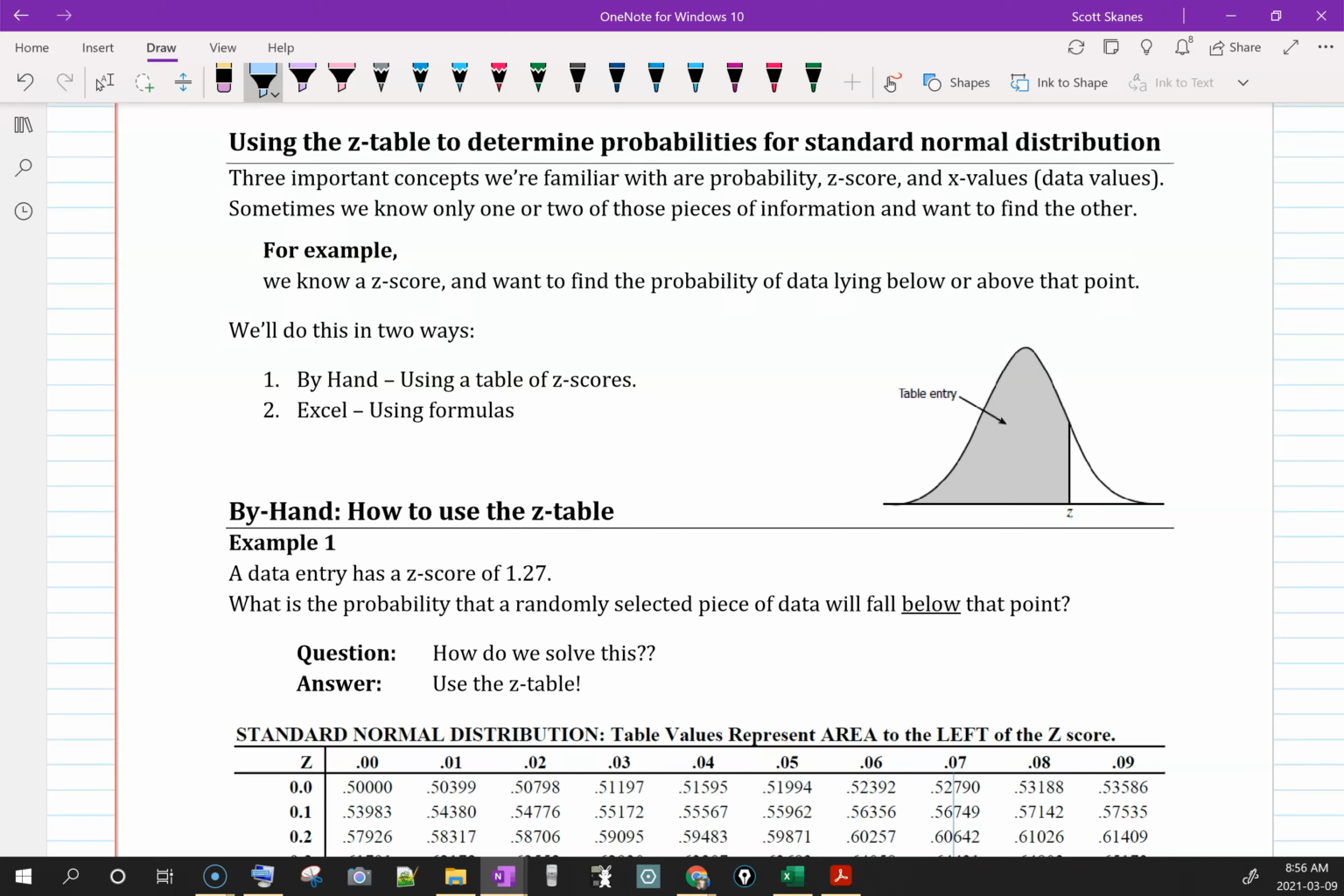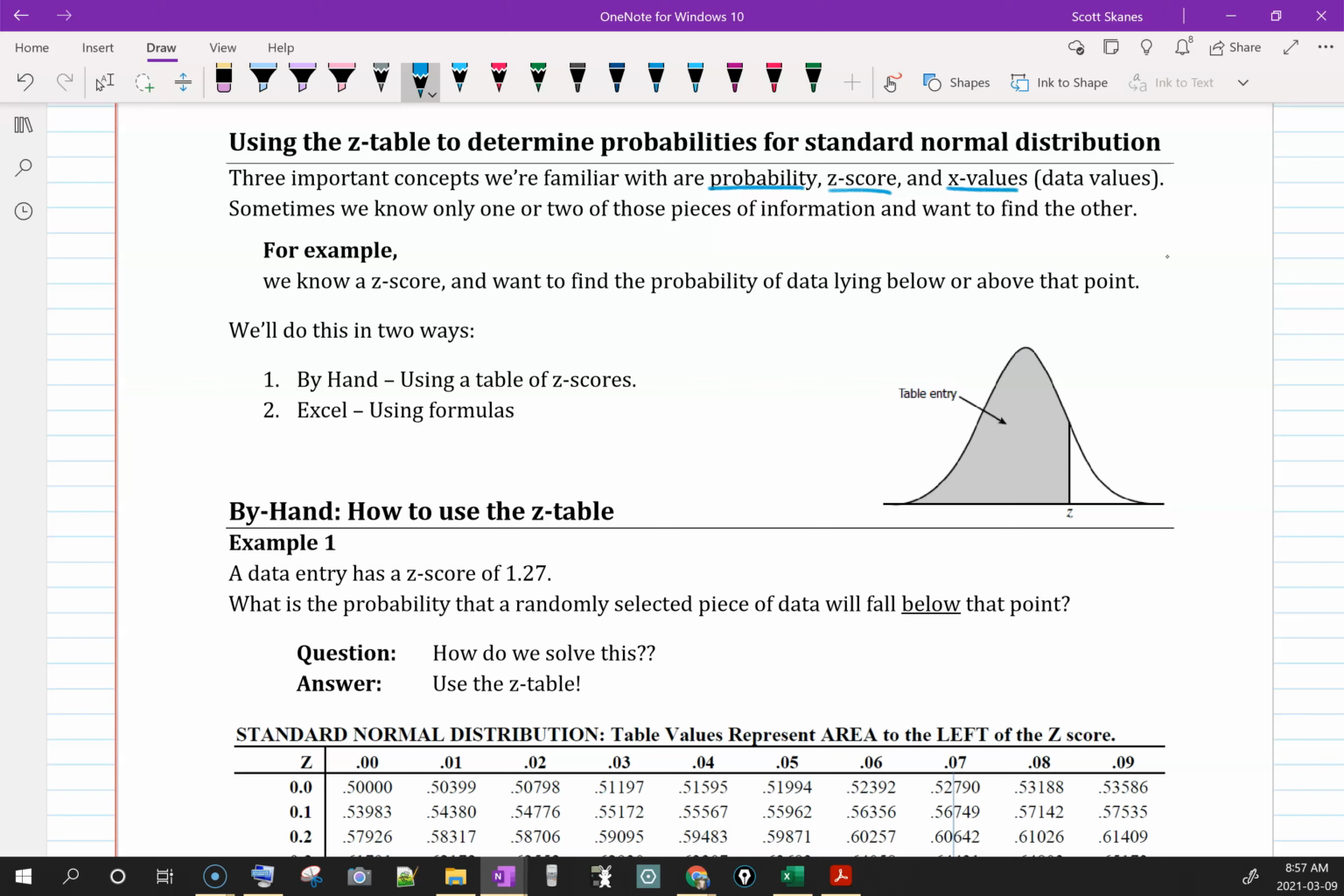The important concepts we're familiar with are probability, z-score, which is a version of the standard deviation, and x-values, which are the data values. So maybe you have a blood glucose level of 100 and the mean is 90. What would be the z-value for that? Or what's the data value? You need to know what these concepts are, but we dealt with them already in Unit 2.